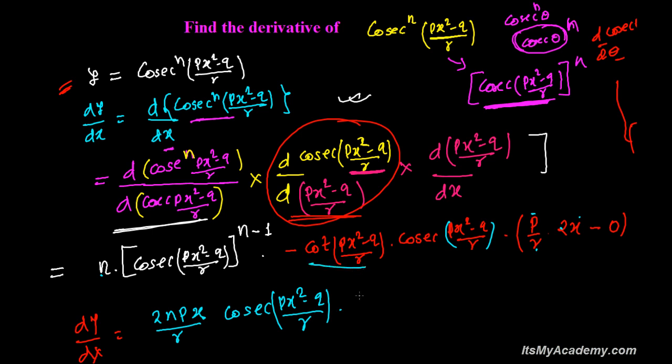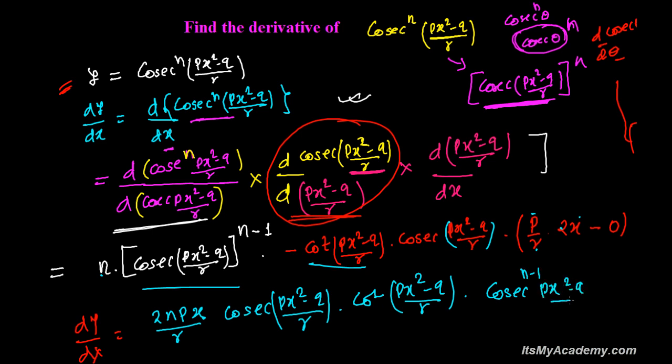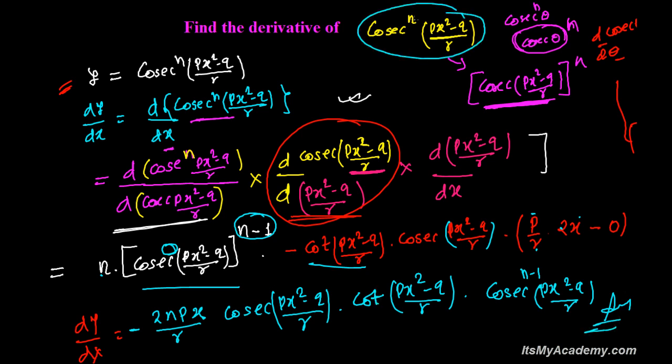Now this part, cot of (px square minus q over r), and now this part, it is cosec to the power n minus 1 of (px square minus q over r). I've already told you you can write the power here also, and you can write the power just here also. And one minus is left, I think. Yes, this minus is left. So this is our required derivative of this given function that we had got initially, and this is the way to find out the derivative of any complex function.